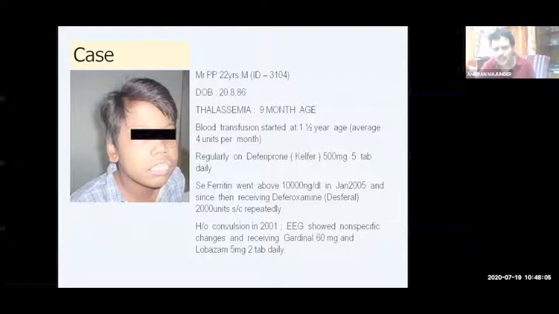He was regularly on deferiprone, 500 milligram, 5 tablets, and even with this scale of therapy, his serum ferritin level went above 10,000 nanogram per dL in January 2005, and since then he was receiving deferoxamine (Desferal) 2000 units subcutaneously repeatedly. He had a history of convulsion in 2001, and his EEG showed non-specific changes, and since then he was started on Gardenal and Levazan.